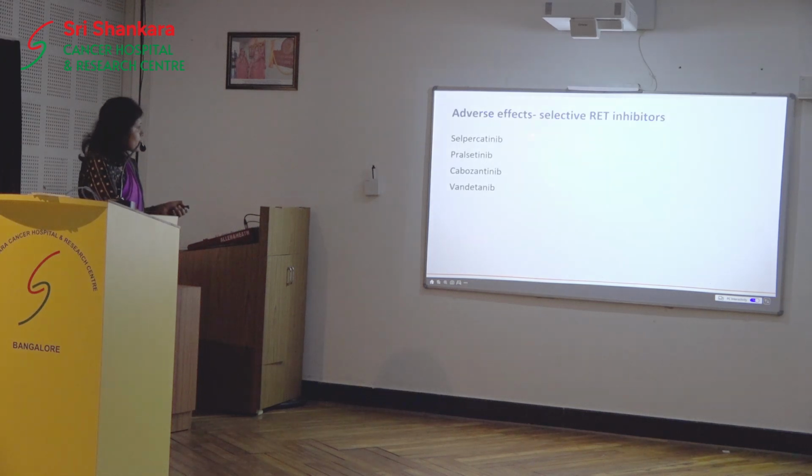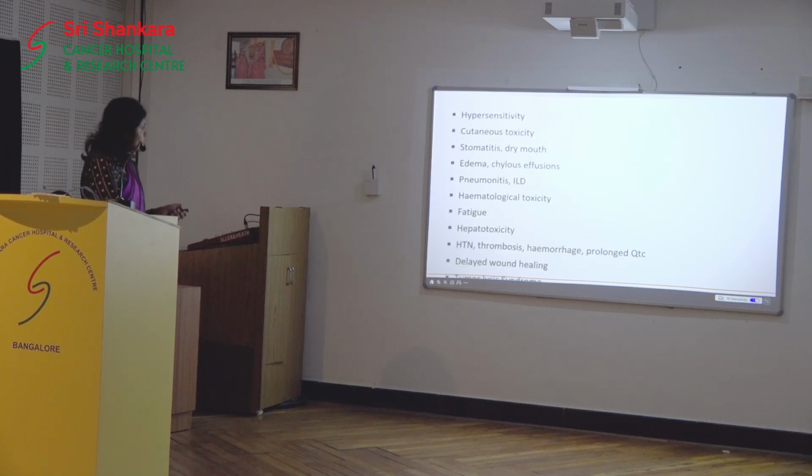So when we come to RET inhibitors, we are speaking about selpercatinib and pralsetinib, which are selective RET inhibitors. They have a different set of toxicities, while cabozantinib and vandetanib have anti-VEGF as well as RET toxicity. They can cause hypersensitivity, cutaneous rashes and reactions, stomatitis or dry mouth, edema or chylous effusions. They can present with fluid retention syndromes. In that case, whether it is disease progression or drug toxicity has to be kept in mind. One of the complications of these RET fusion inhibitors is pneumonitis or ILD, which can be fatal if not picked up.